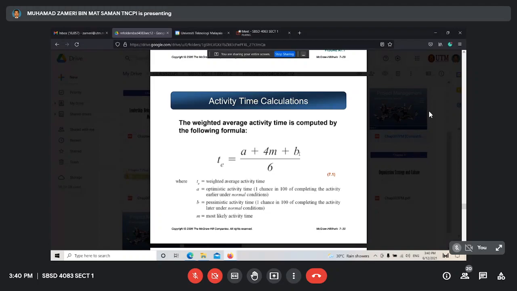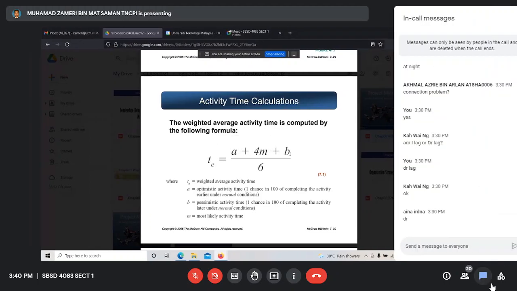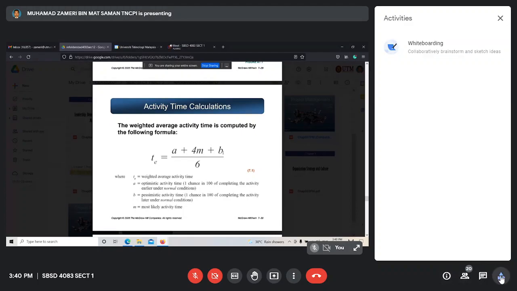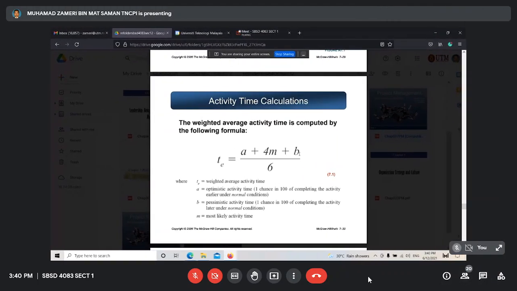So for the safe side, we say normally we can finish in 3 days, but it is plus minus 1. That means if everything goes well, we can finish in 2 days, minus 1. If something happens, we can finish in 4 days, plus 1. But our target is 3 days, M. So this is PERT. Do you understand the difference between PERT and CPM? Chapter 7, chapter 6.